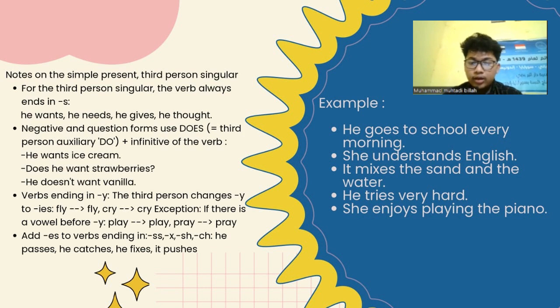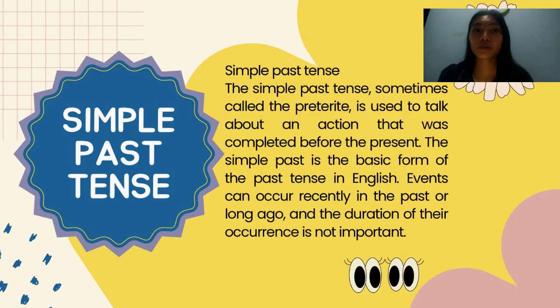The next material will be brought by my colleague. Thank you. Simple past tense. The simple past tense, sometimes called the preterite, is used to talk about an action that was completed before the present. The simple past is the basic form of the past tense in English. Events can occur recently or long ago, and the duration of their occurrence is not important.